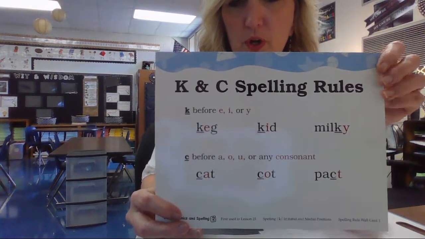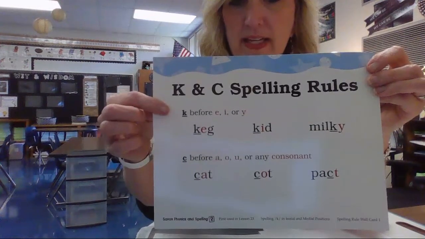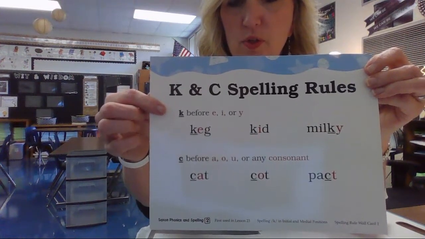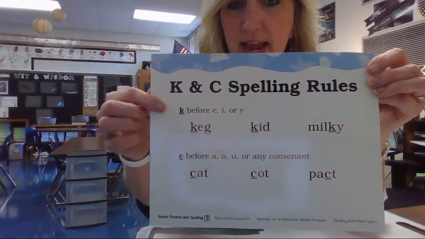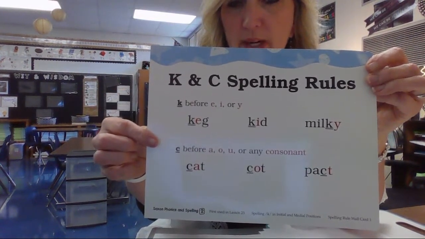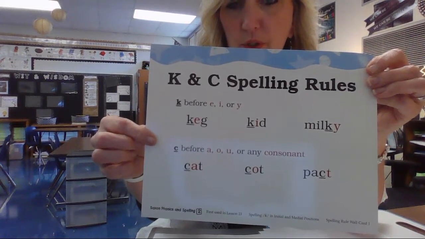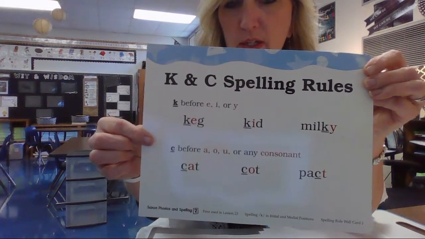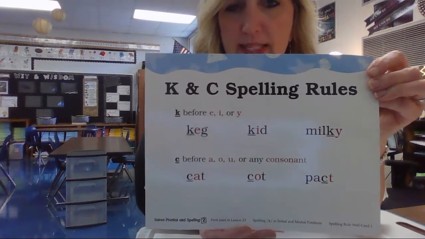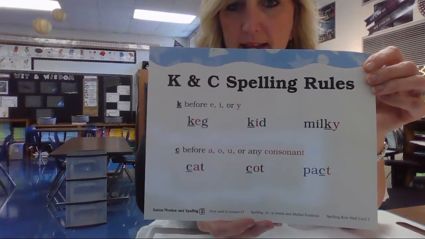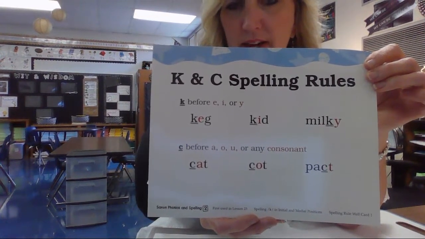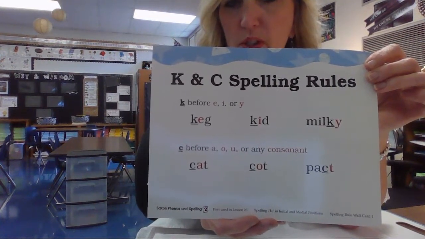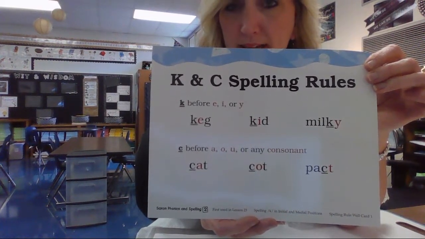If you look on this card right here, it's telling you that K is used before an E, an I, or a Y. And C can be used before an A, an O, a U, or any consonant. So let's look at our examples. First one says keg. If that K was missing, your clue is there's an E there, and the rule says K is usually used before E, I, or Y. So it lets us know to put a K.